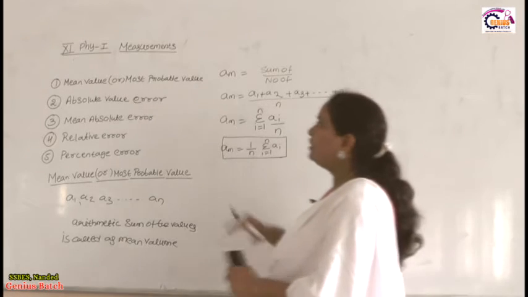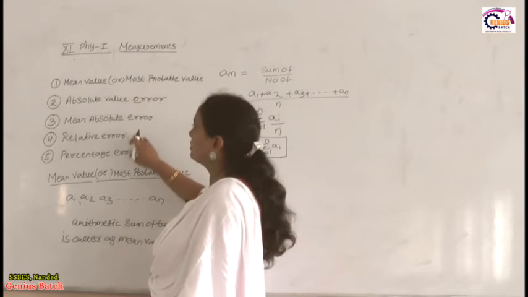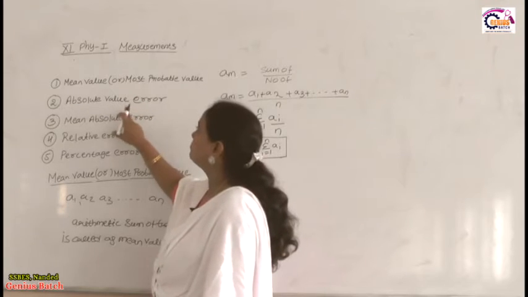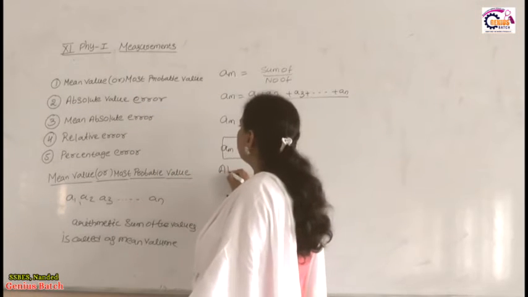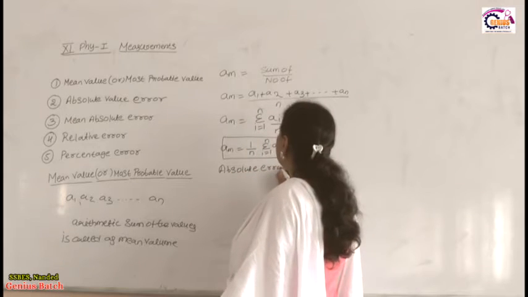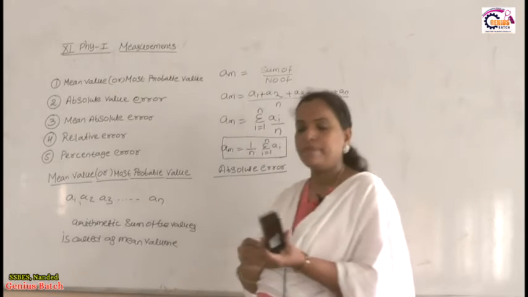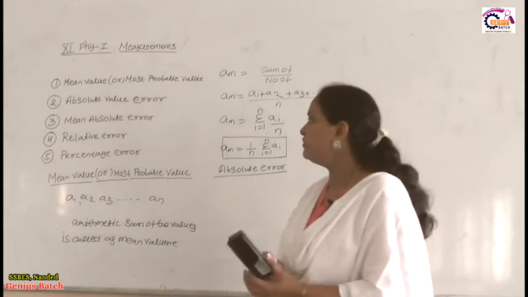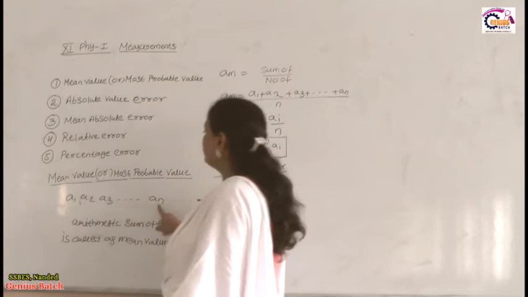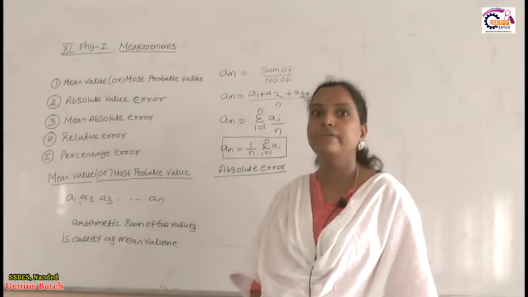Okay, so first of all, in order to find out the percentage error, we have to follow these 4 steps. First of all, we have to find out the mean value. Secondly, we have to find out the absolute error. You have found a mean value, denoted by Am. And A1, A2, A3 and so on up to An are called the individual values.